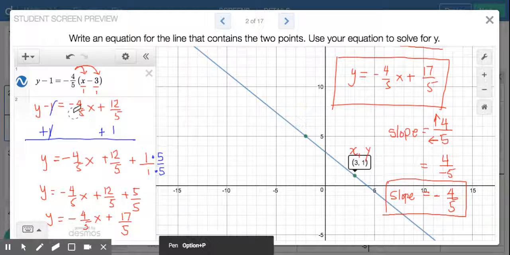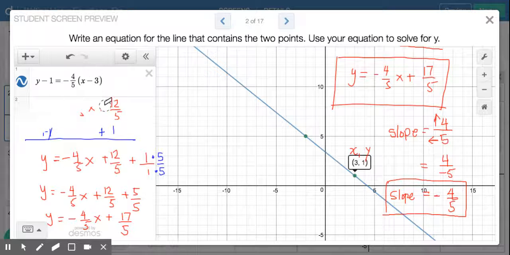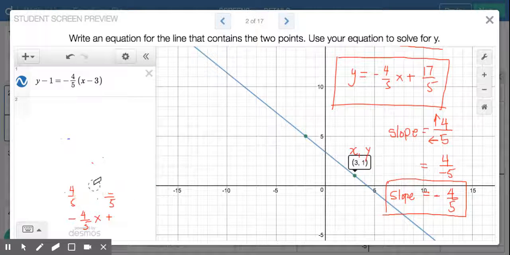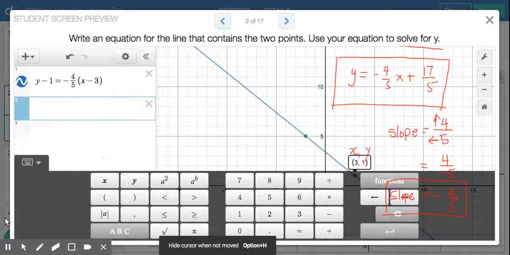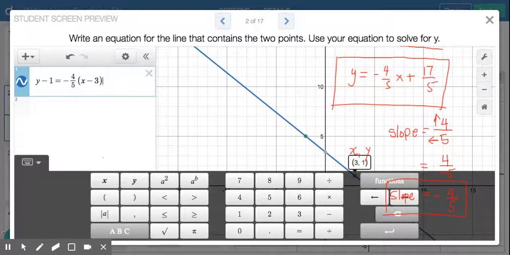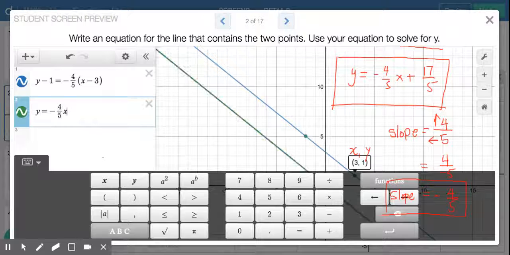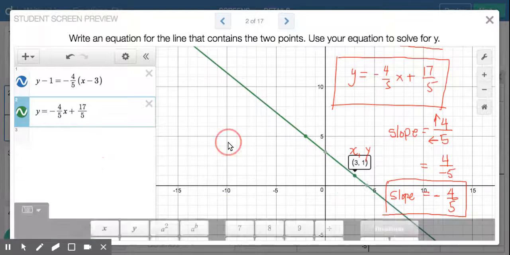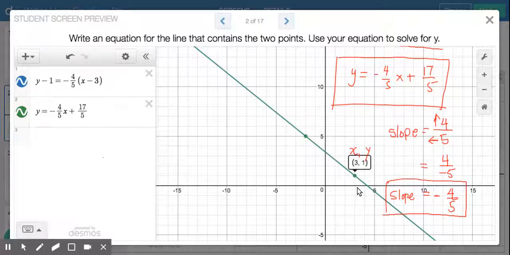Let me just erase this and check if this is correct. Is what we got correct? I'm going to put the equation here: y equals negative 4 over 5x plus 17 over 5. And notice that we have the lines in the same exact spot. That means that these two equations are the equation for the same line.